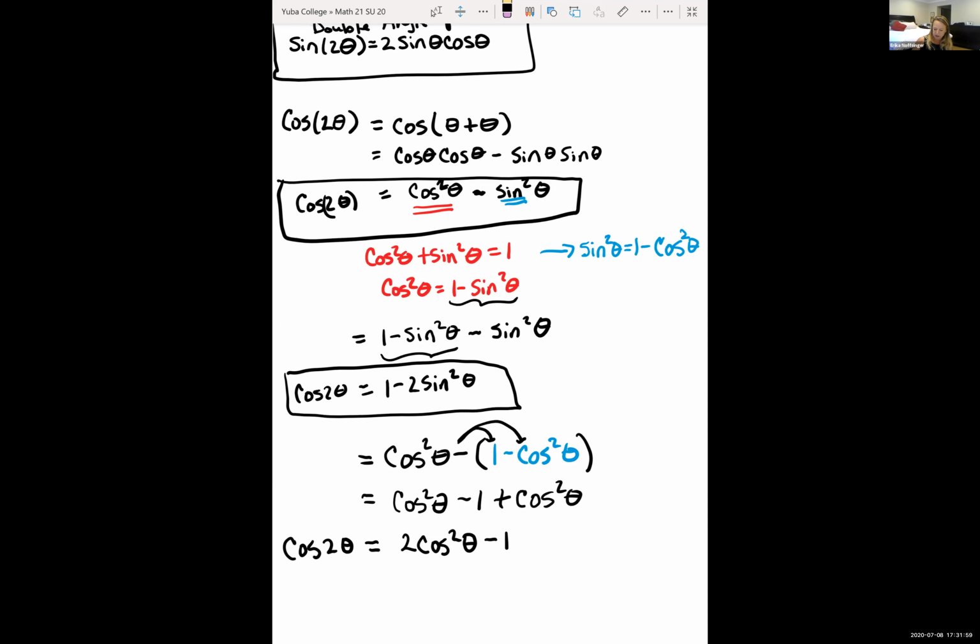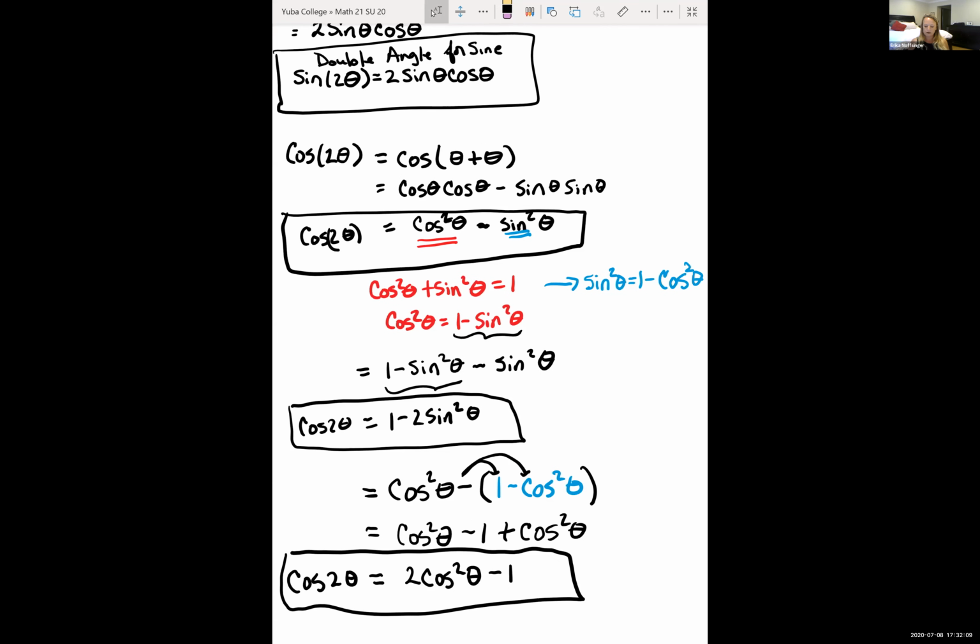So cosine was special. It had 3 different forms of the double angle identity, where sine only had 1. These I typically don't have memorized. I know I can quickly derive them, faster than I just did it here with you, and write them down and have them next to me. Okay, so let's look at why this could be important or where this could be helpful.